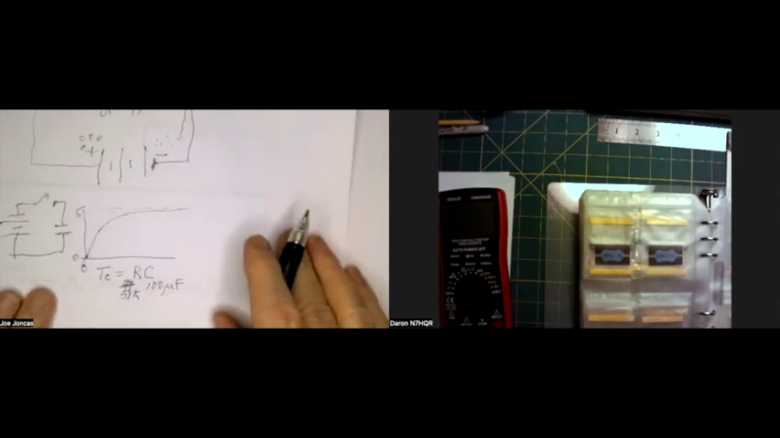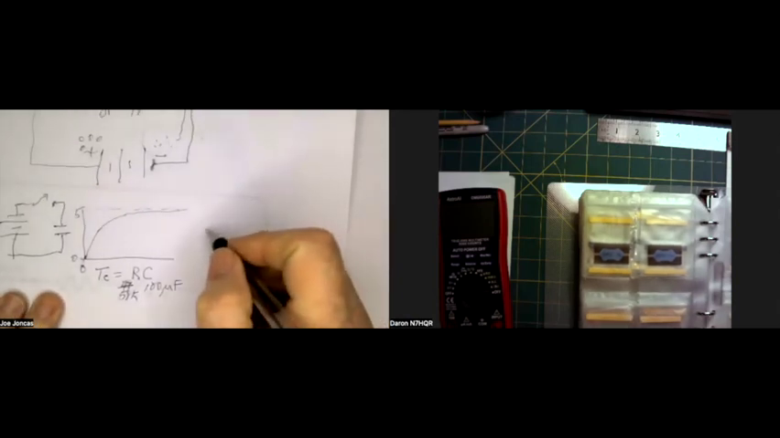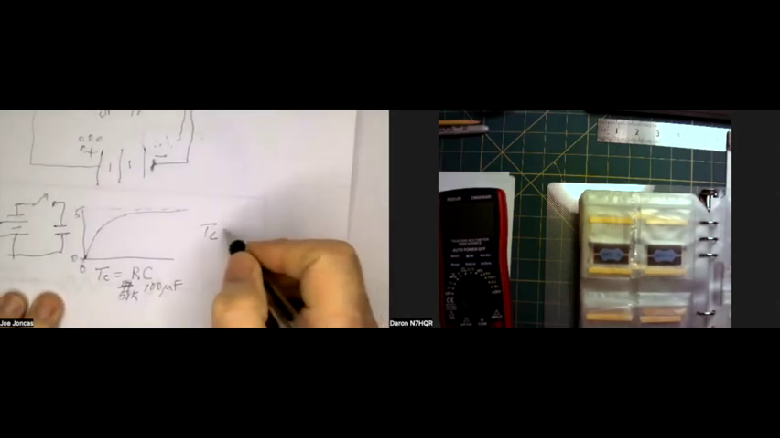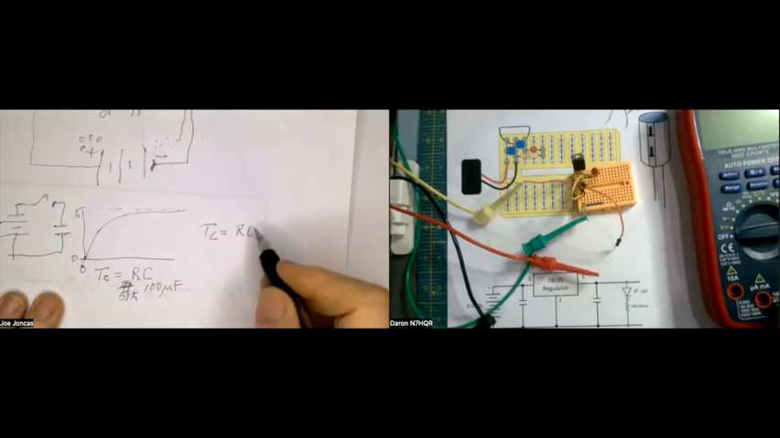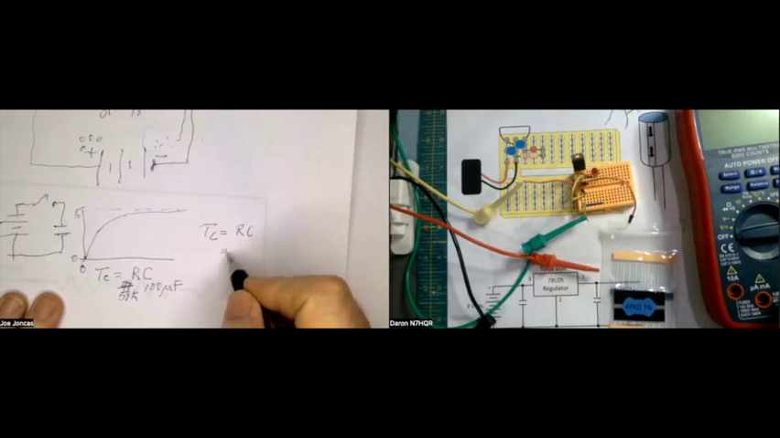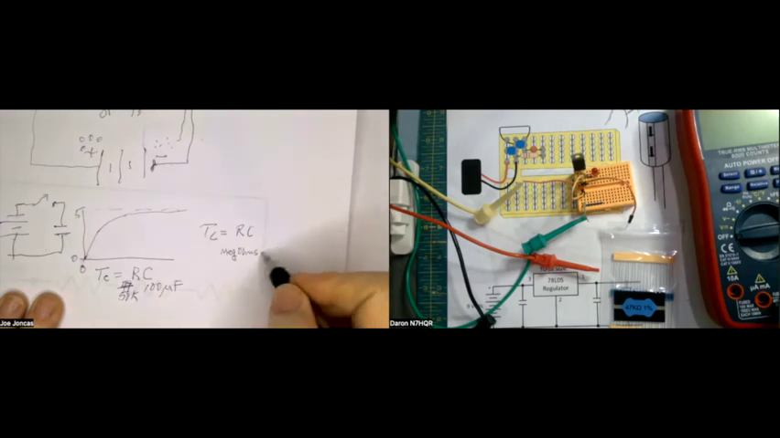The instructions to this say the time constant is equal to RC, but if R is in megohms and C is in microfarads, then you get the correct thing.